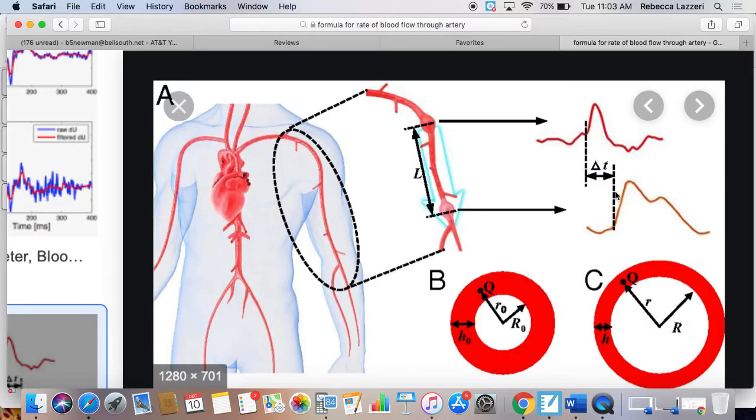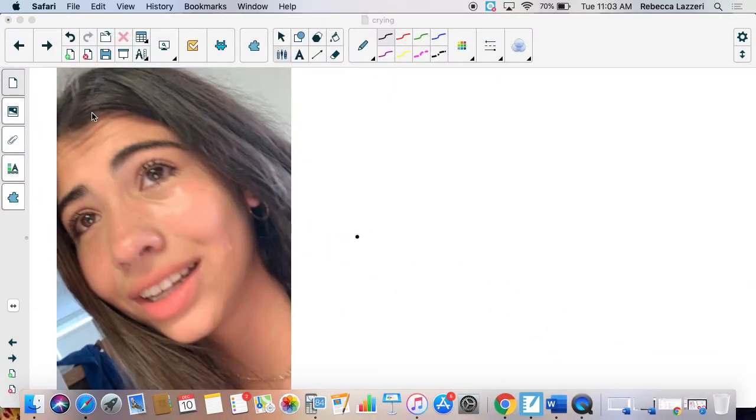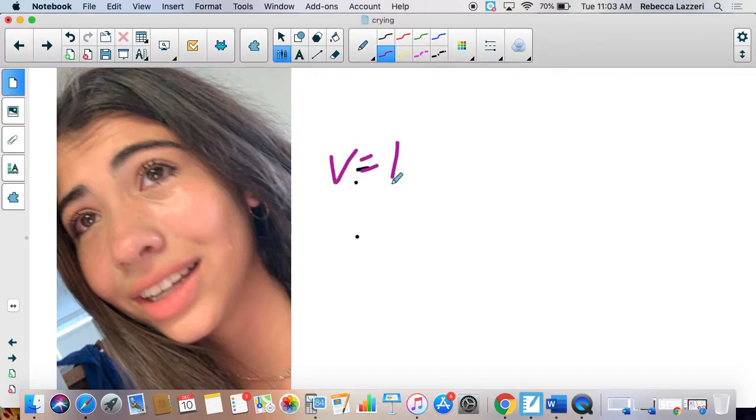All right, so let's talk about what the constants are here. So they gave us a similar formula. And it said the velocity of the flow of blood at a distance r from the central axis of an artery of radius R is V equals K times (R squared minus r squared), I think is what that is.